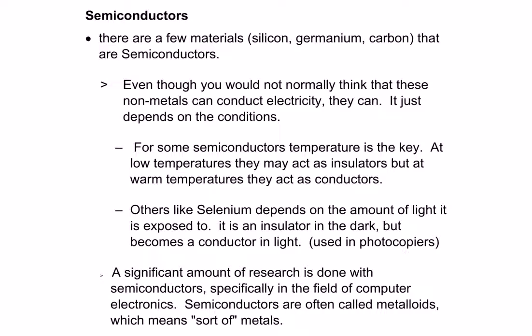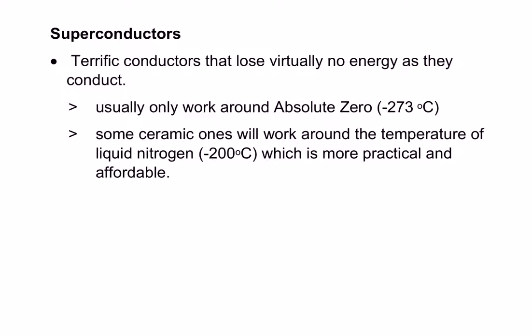Another name that we use for semiconductors sometimes is a metalloid. You might see or hear that, and a metalloid just sort of means sort of a metal. So we'd say selenium is a metalloid because it works in some conditions, not in others. And our last one that's on the chart is a superconductor, and these typically are what we'd classify as almost perfect or terrific conductors that basically lose no energy.